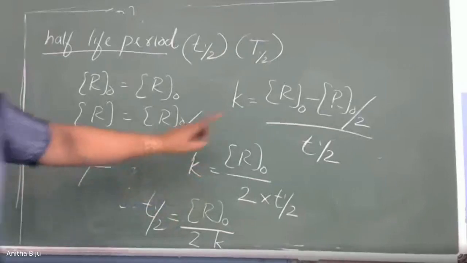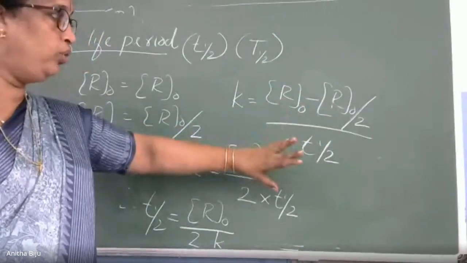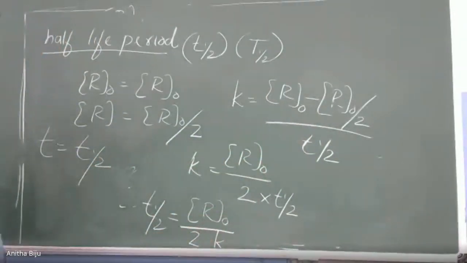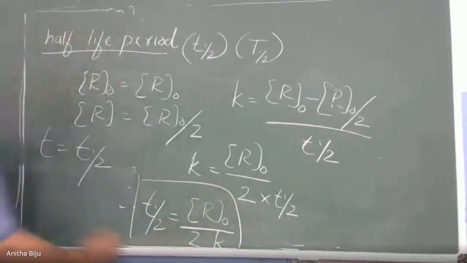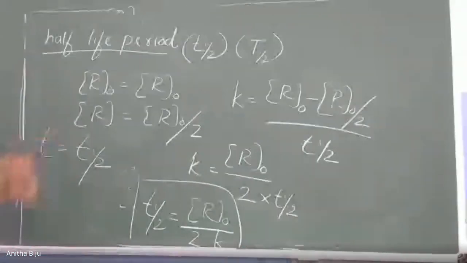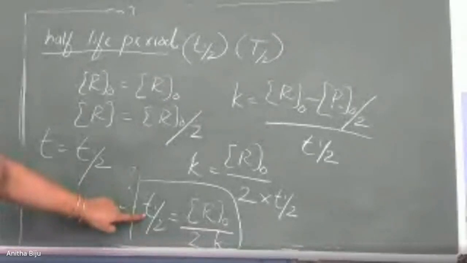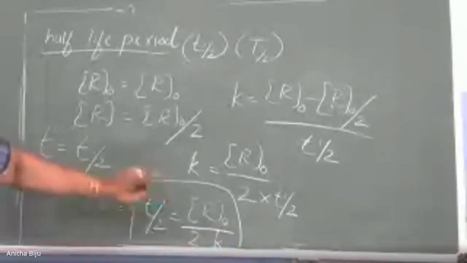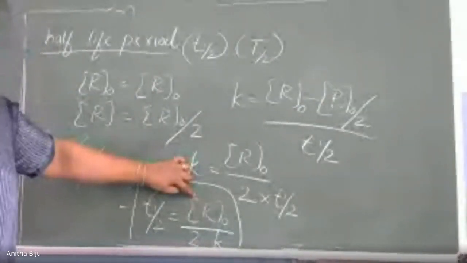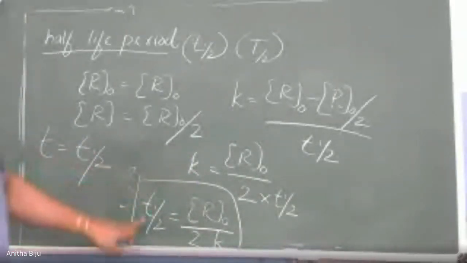Understood? R naught minus R naught by 2 means R naught by 2, divided by T half. So we have the half-life period in this way. From this equation, we can say that the half-life period of a zero-order reaction depends on the initial concentration of the reactant. This is the conclusion of this formula.